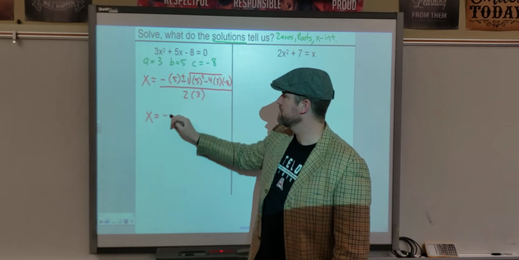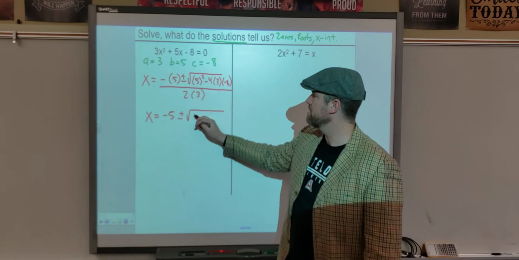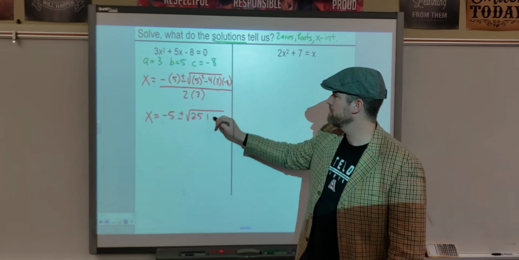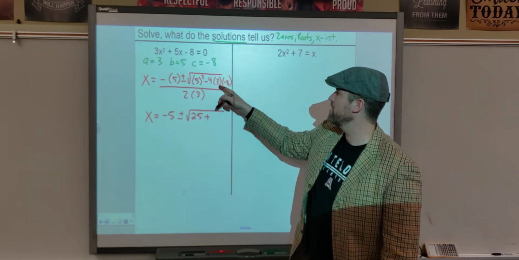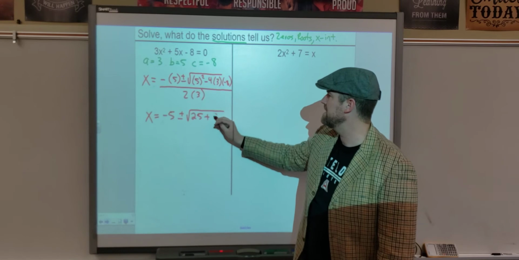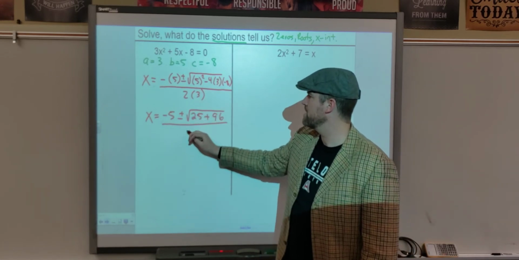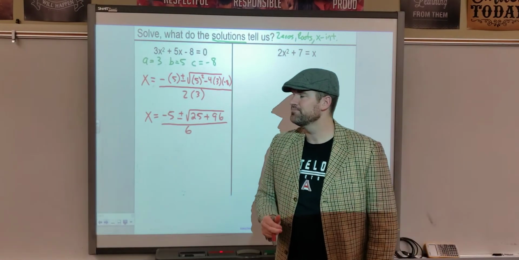-5 is -5. 5 squared, 25. Minus a negative, it's going to turn to plus. 4 times 3 is 12. 12 times 8 is 96. All over 2 times 3. Go slow when you need to, use your calculator.